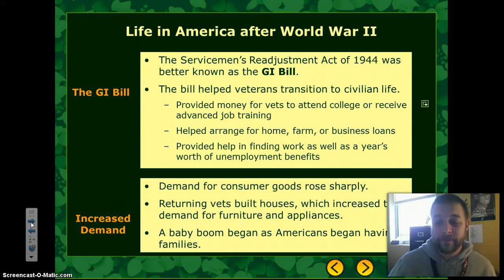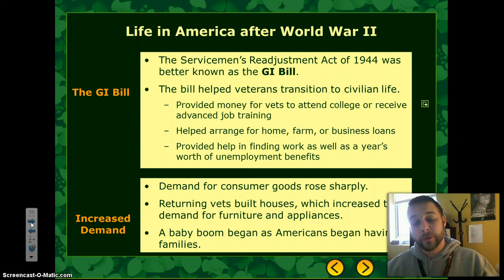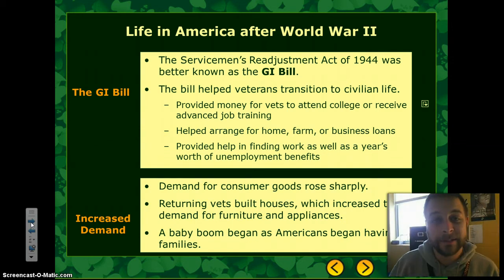And again, you have all of these returning vets getting jobs, making money. They've got money saved up. They've got the GI Bill. They're able to build houses and things of that nature. So demand for consumer goods goes through the roof. Furniture and appliances become in great demand.